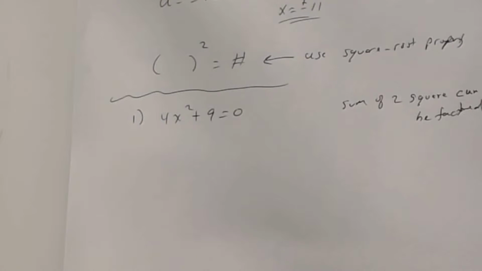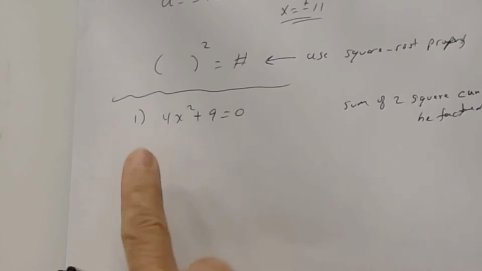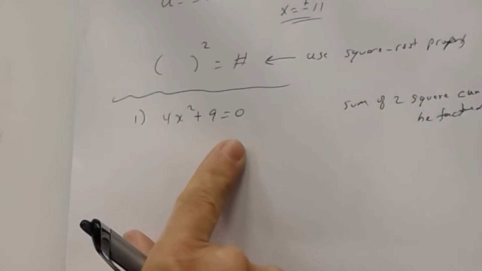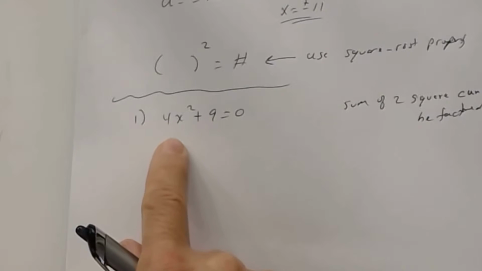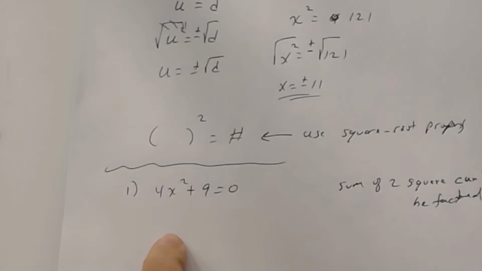But what they want you to do is to notice that this quadratic equation only has how many terms on the left? 2. What term is missing? The x term. So whenever the x term is missing, it's easy to just use the square root property. Since the x term is missing, all you see is an x squared and a constant. You don't see that x term. So all you do is get x squared by itself, and then take the square root of both sides.